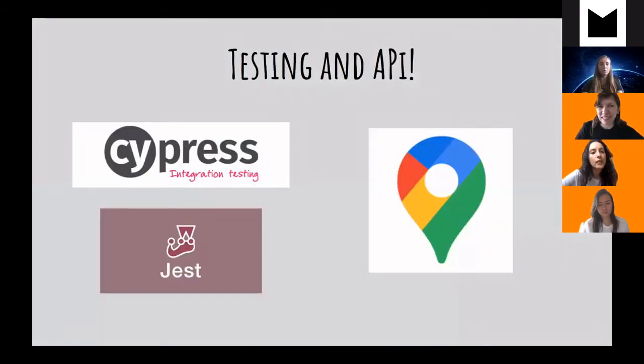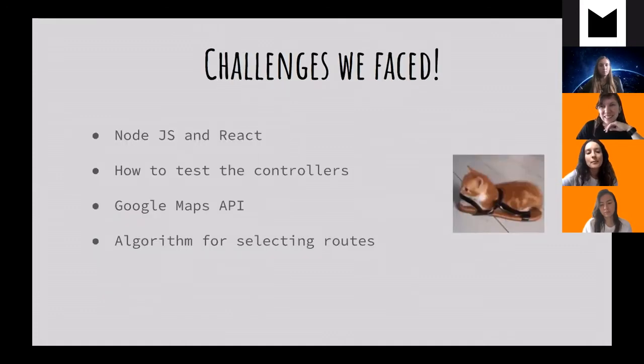For our testing framework, we use Jest, which is a JavaScript test runner for our units of code like functions and modules, and Cypress for our front end. One of the challenges we faced was using Google Maps API, but I'm going to pass on to Tanul, who can explain our biggest challenge in detail.